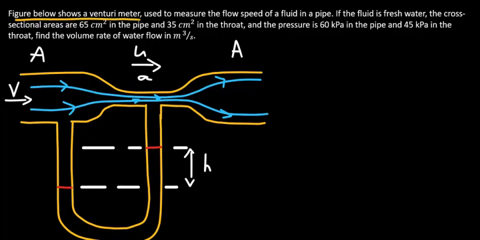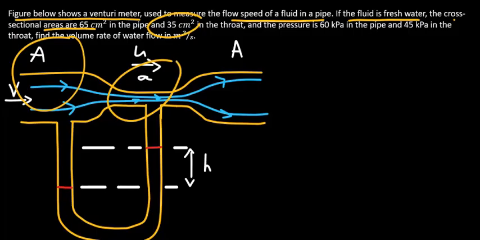Problem 2. Figure below shows a venturimeter used to measure the flow speed of a fluid in a pipe. If the fluid is fresh water, that means that fluid is fresh water. The cross-sectional areas are 65 cm squared in the pipe. The capital A is 65 cm squared and 35 cm squared in the throat. So little a is 35 cm squared. And the pressure is 60 kilopascals here and 45 kilopascals there in the throat. Find the volume rate of water flow in a unit of cubic meter per second.